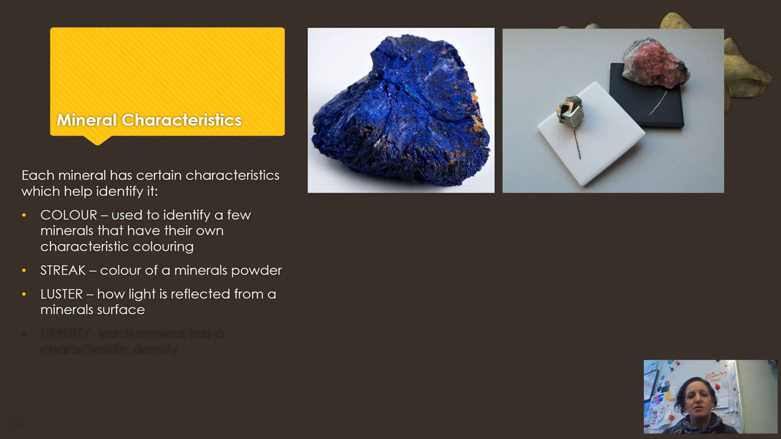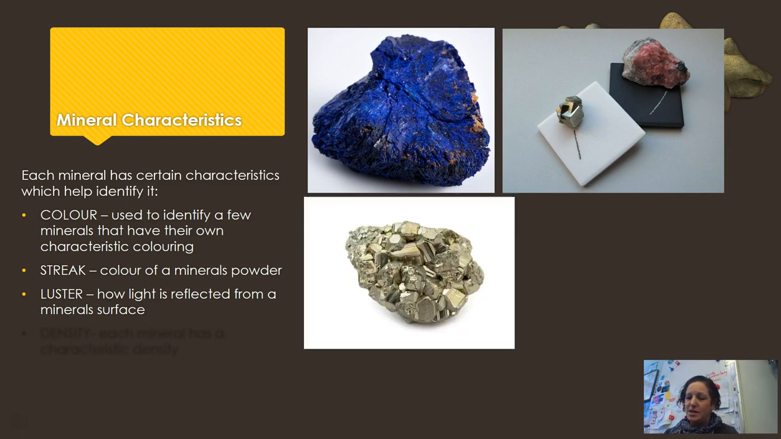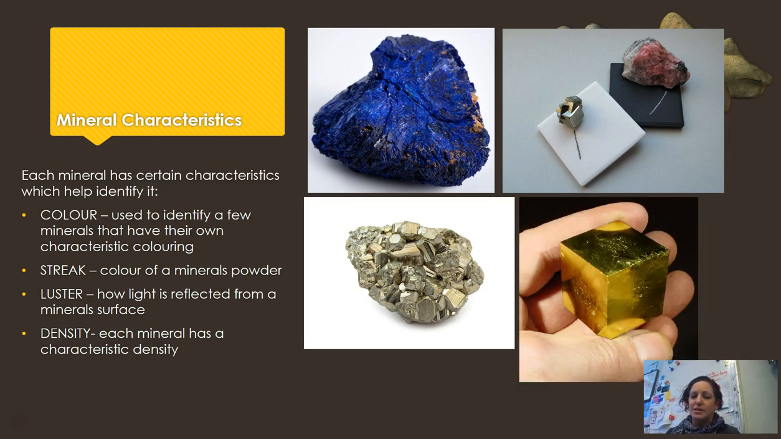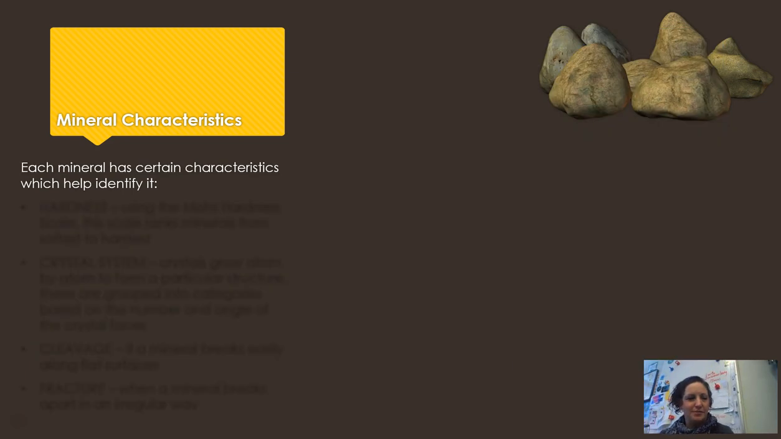Lustre is how light is reflected from a mineral's surface. Like pyrite has a reflective surface. Density, like how heavy a mineral is. So gold is an extremely dense mineral. It's very, very heavy in comparison to, say, a different mineral which is a lot lighter.